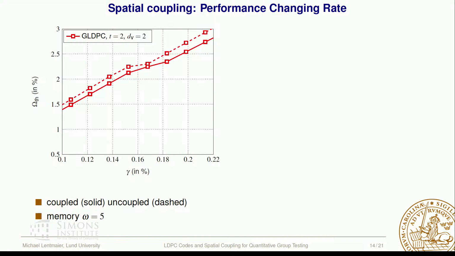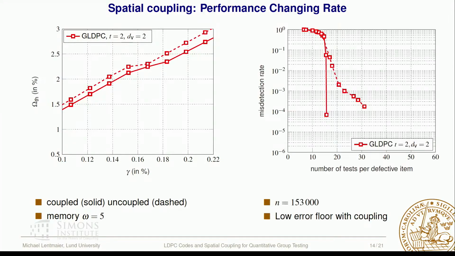Here, it's not a very dramatic gain for this example with coupling. The solid line is the coupling. But if we use, for instance, another figure where we look at misdetection rates versus the number of tests for defective items, we see that coupling even removes some error floor. This is another side effect that we're actually getting.